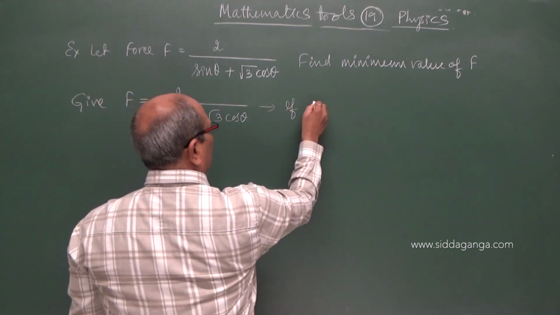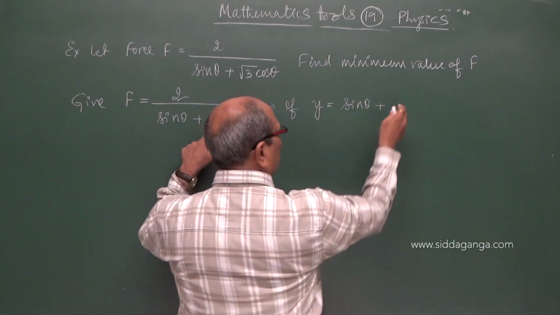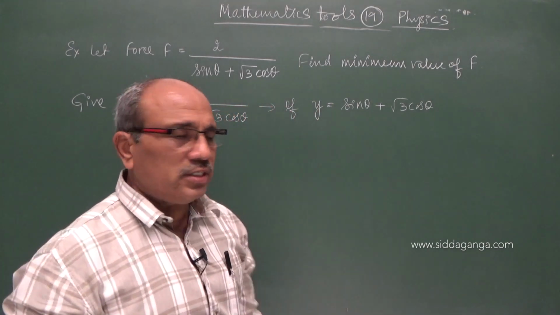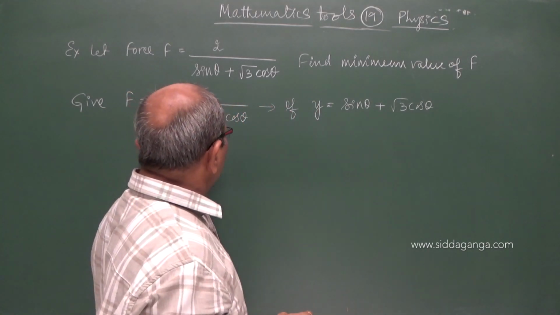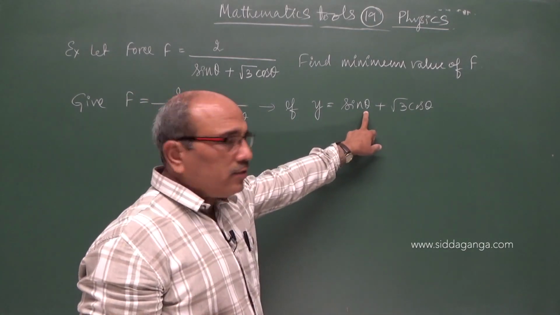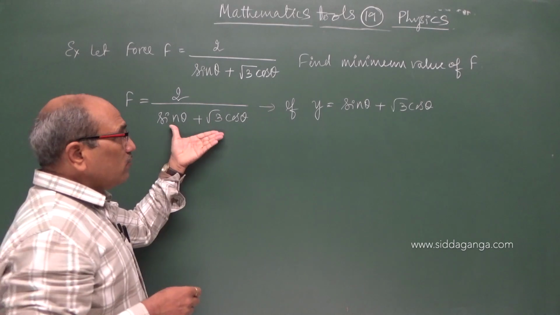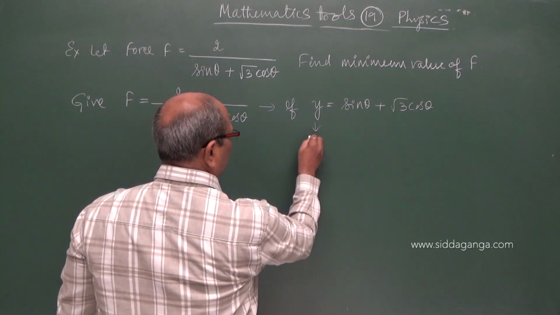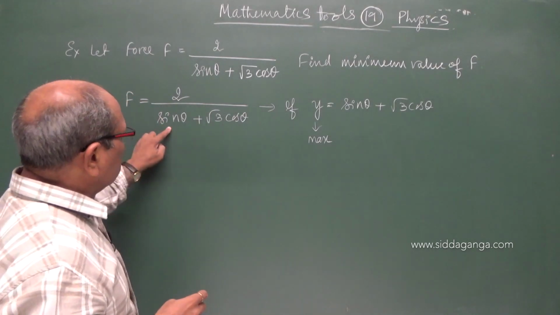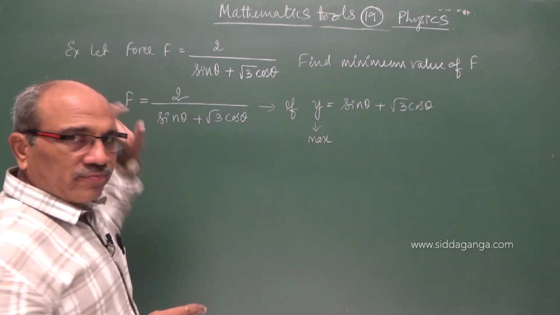Let y be the denominator, sin theta plus root 3 cos theta, because the numerator is already a constant. Here the numerator is constant and the denominator has the variable. Now we differentiate with respect to theta, and if this function becomes maximum, then no doubt the force becomes minimum because it is an inverse. When the denominator becomes very high, the total value becomes very small.